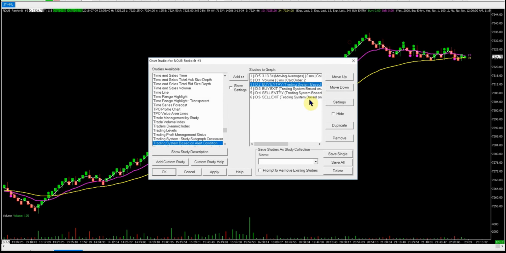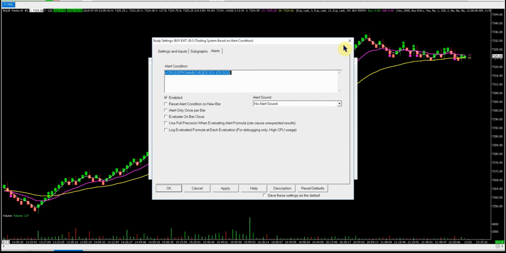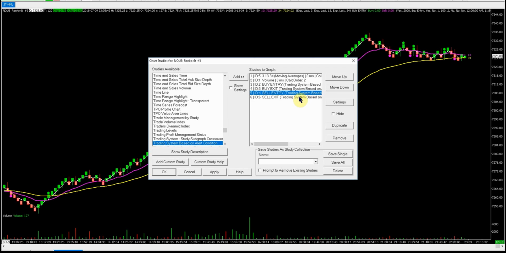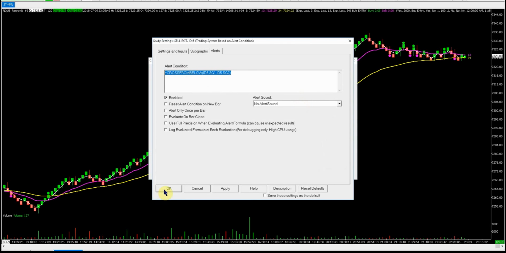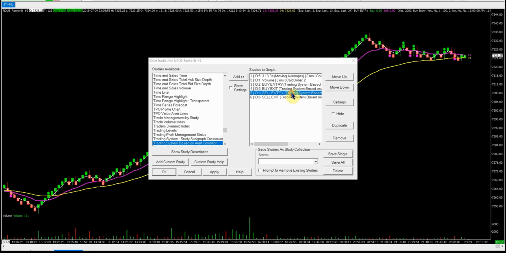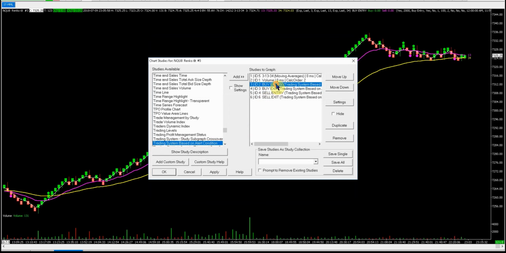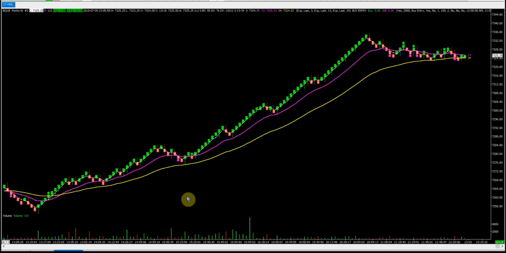Okay, buy entry, no alert sound. Buy exit, no alert sound. Sell entry, no alert sound. I don't want any alerts right now. Just testing. I don't want my mailbox full of stuff. Alert only once per bar. I forgot about that one because I don't want to fill up my trade log with a bunch of alerts. Okay, so we got a trading strategy set up.